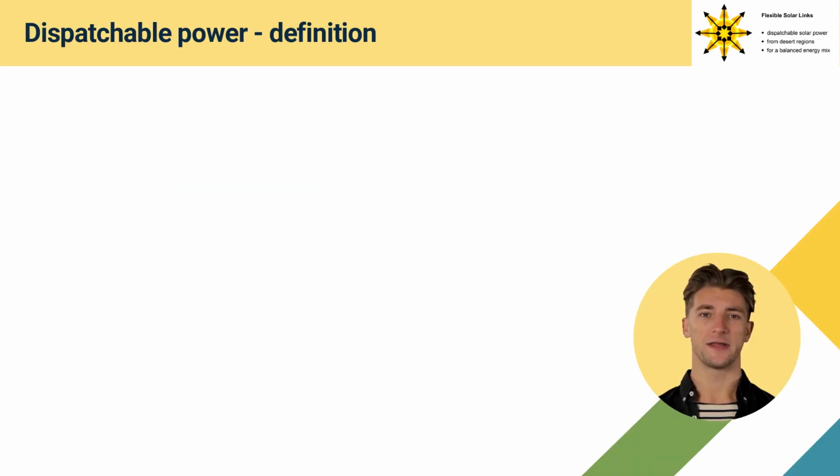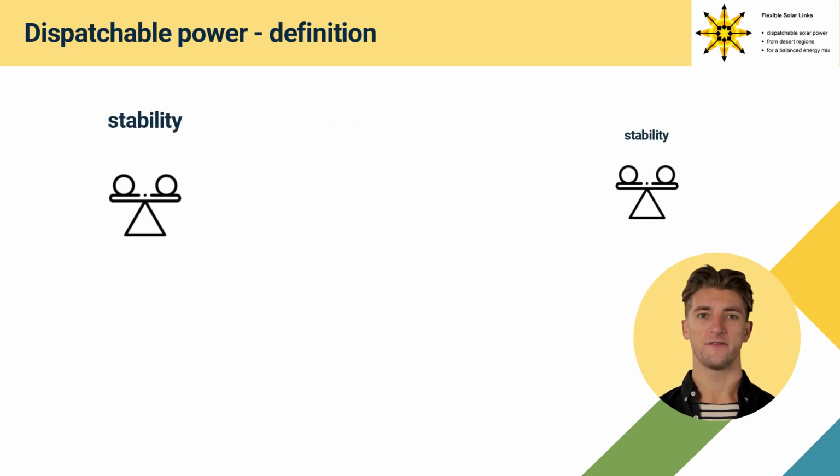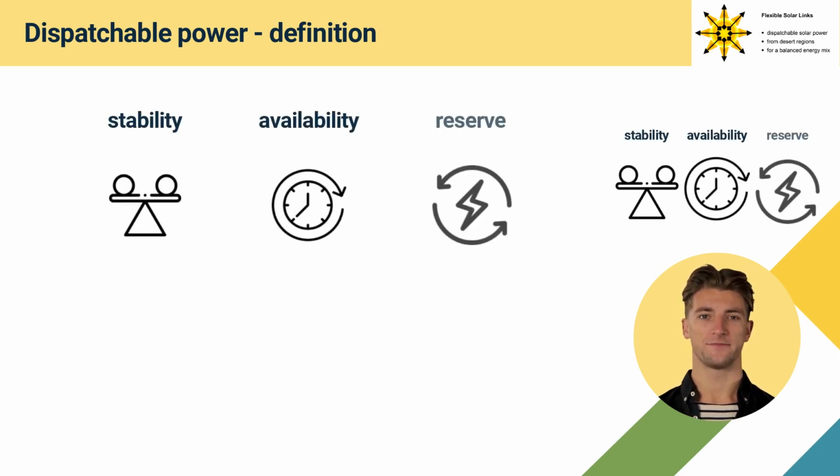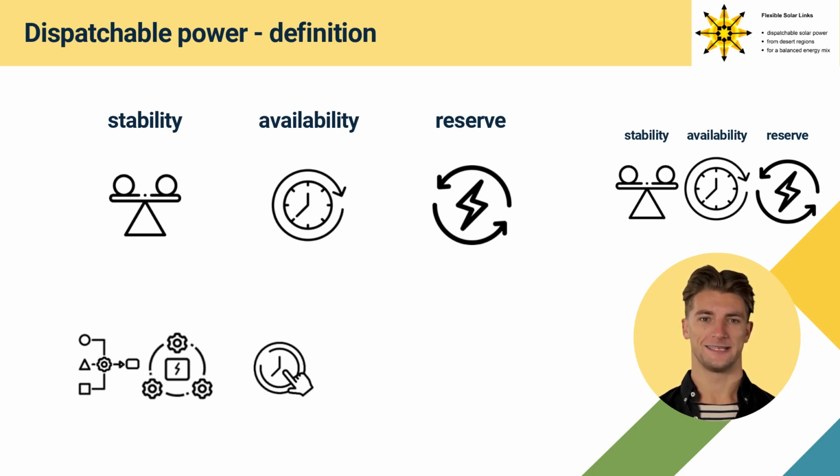Our definition of dispatchable power is based on three components: stability, availability, and reserve. Stability means to provide energy according to demand. This is especially important to supplement fluctuating renewable energies and cover the remaining demand adjustable and flexible. Availability means to provide power at the instant of time when it is needed. Due to a 24/7 demand of electricity, dispatchable power must be available at any time.